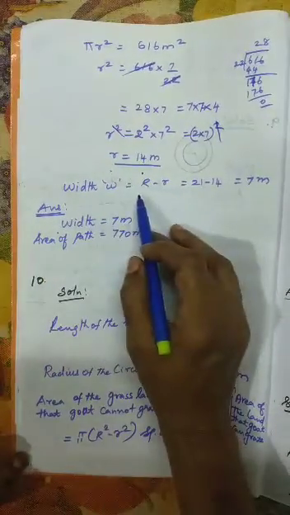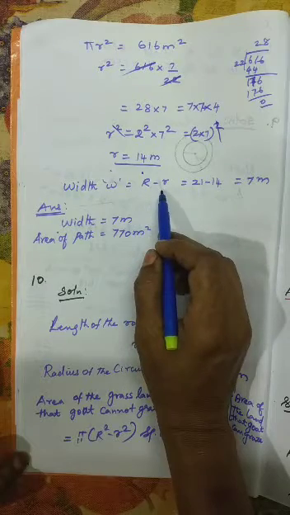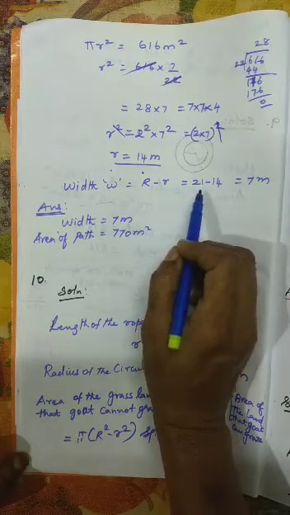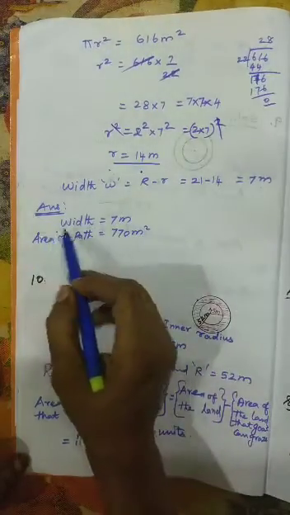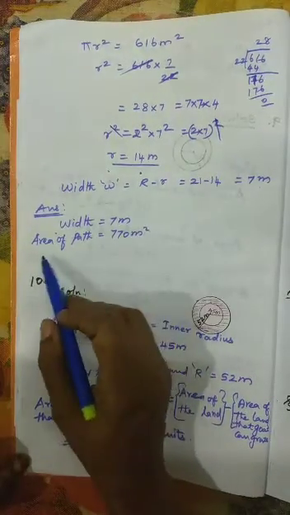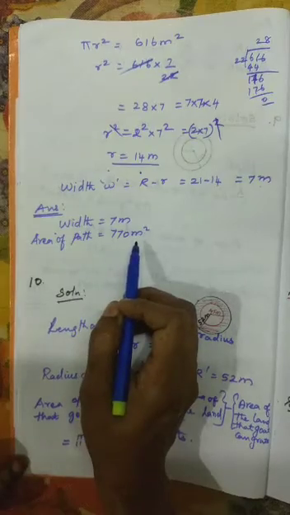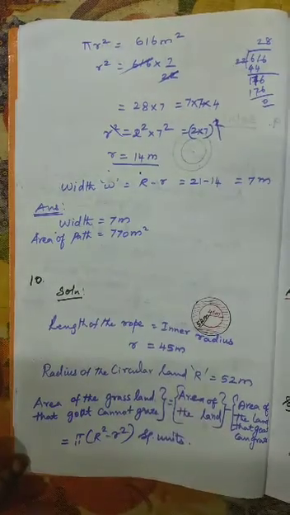So the width is equal to capital R minus small r, is equal to 21 minus 14, is equal to 7 meter. So answer: width is equal to 7 meter. Area of the path is equal to 770 meter square.